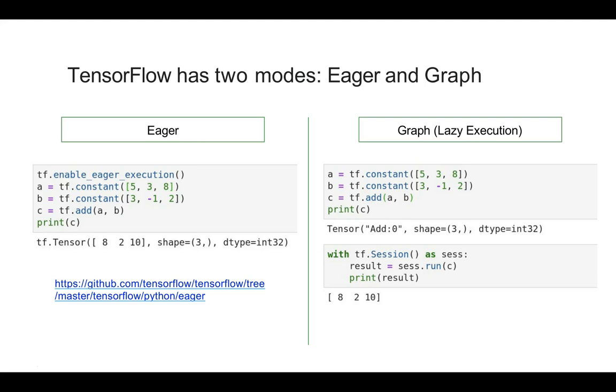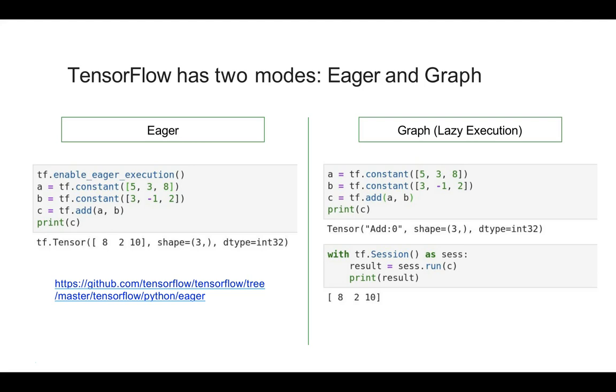So there are two modes of execution. The eager mode is for development, mainly in TensorFlow 1.13. It is not recommended for production, and we have to enable it first. In 1.13, as I said, the graph mode is the default one, whereas in TensorFlow 2, eager mode will be the default one. But in production, in any case, we have to use the graph mode.